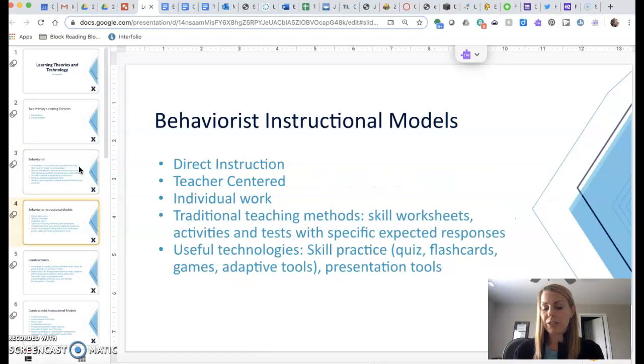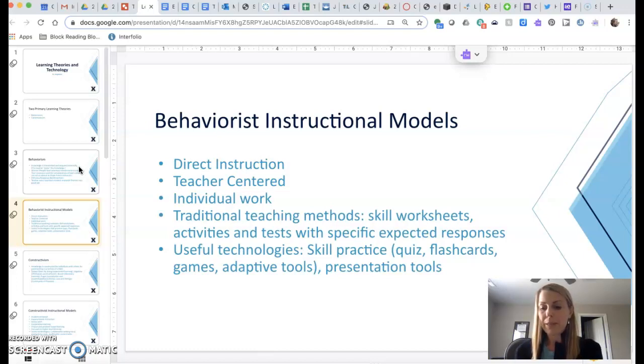So a behaviorist instructional model, what you might see in a classroom that's behaviorist, is direct instruction. So standing and delivering, you can tell a student something and they will learn it in that way. It's teacher-centered. There's a lot of individual work. This is more of a traditional teaching method.